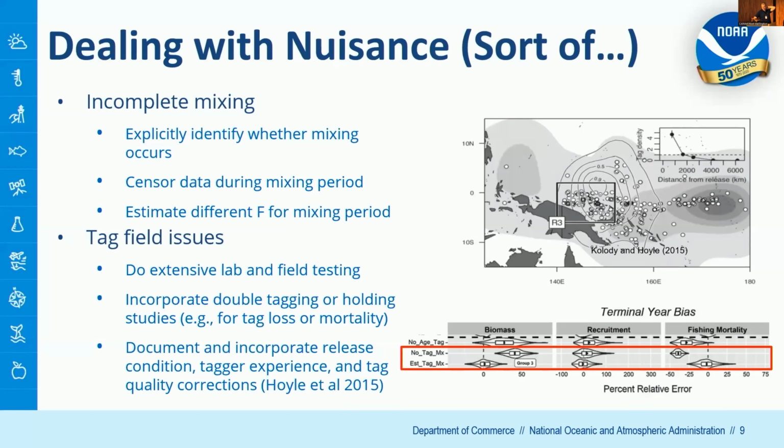And so Simon pointed out that he's done a little bit of work on incorporating both release condition and tagger experience in terms of doing some corrections for tag releases and some of the issues that may be involved with mortality right after release, and estimating that initial loss of tag or mortality of tags, which I think was interesting and could be something that is explored more in depth, maybe in the tuna world.